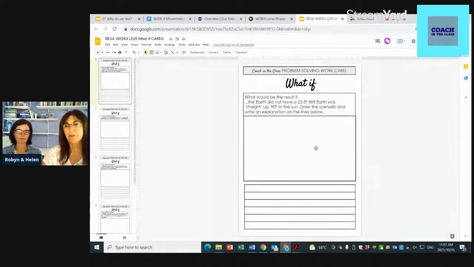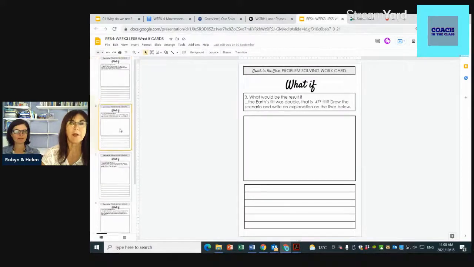And then, of course, the worksheets. This is why we're not sending this out, because this worksheet, according to somebody, is not yet perfect, okay? But what it's doing is it's saying, what if? It's problem solving. What would be the result if the Earth didn't have a 23,5 tilt, but it was straight up 90 degrees to the sun? Draw the scenario and then write about it. Stunning, stunning, stunning. I love it. Except Robin's going to make this look pretty, okay? And of course, we'd have no seasons. And there are many more of these cards, if you scroll down, waiting for you.